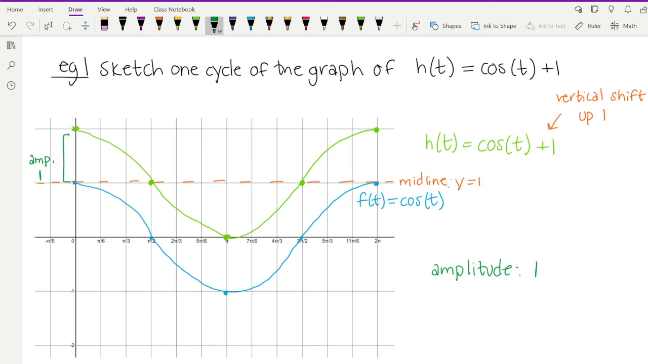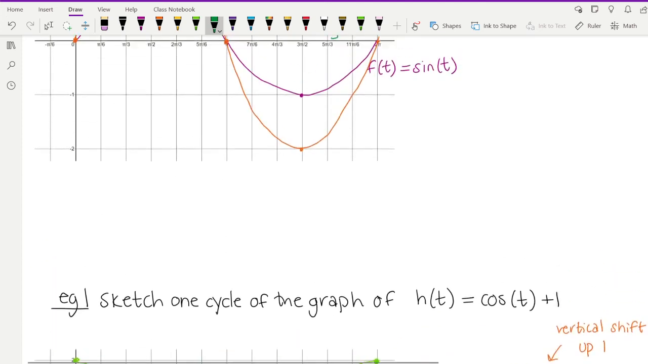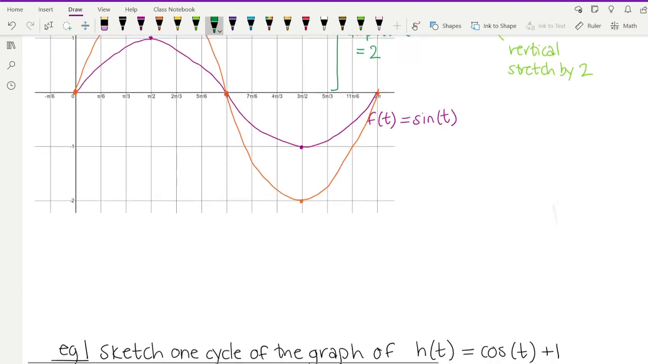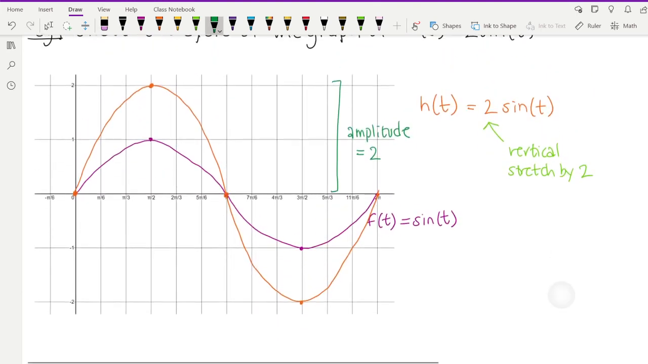Amplitude is basically a description of the shape of the graph in a way, right? And when you just move a graph up and down, you're not changing its shape. So in this case, the midline did change, but the amplitude did not. And then also the period did not, right? The period is still 2 pi. We didn't do anything horizontally, so there's just no way that the period would change. And same thing with this one. The period is still 2 pi.